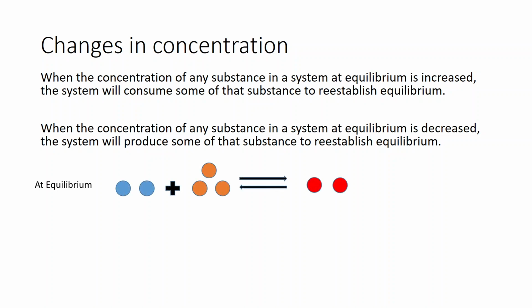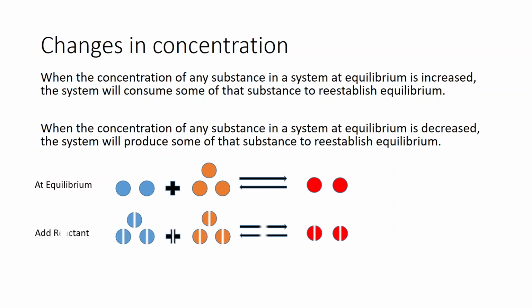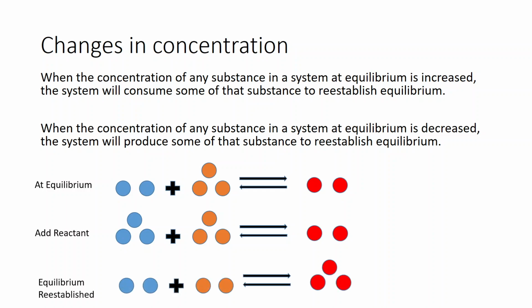It might look something like this, where if we have this reaction where we have 2 plus 3, right, at equilibrium with our 2 red dots there, and we add some blue reactant, right, what's going to happen is we're going to use up some blue and some orange and make more red to reestablish equilibrium, right? Because when we added more blue, we're forcing things over to the product's side.